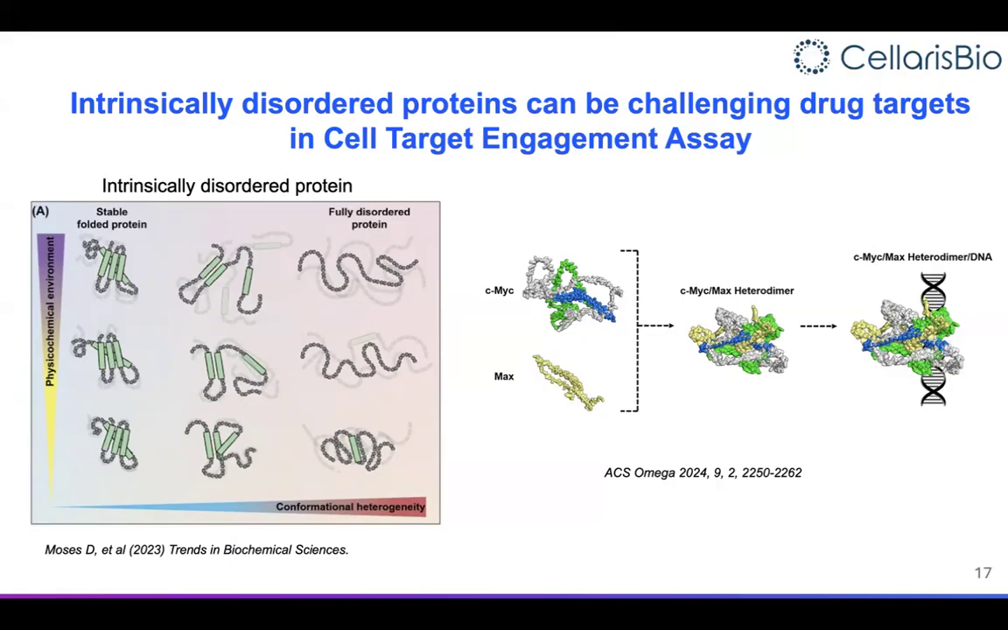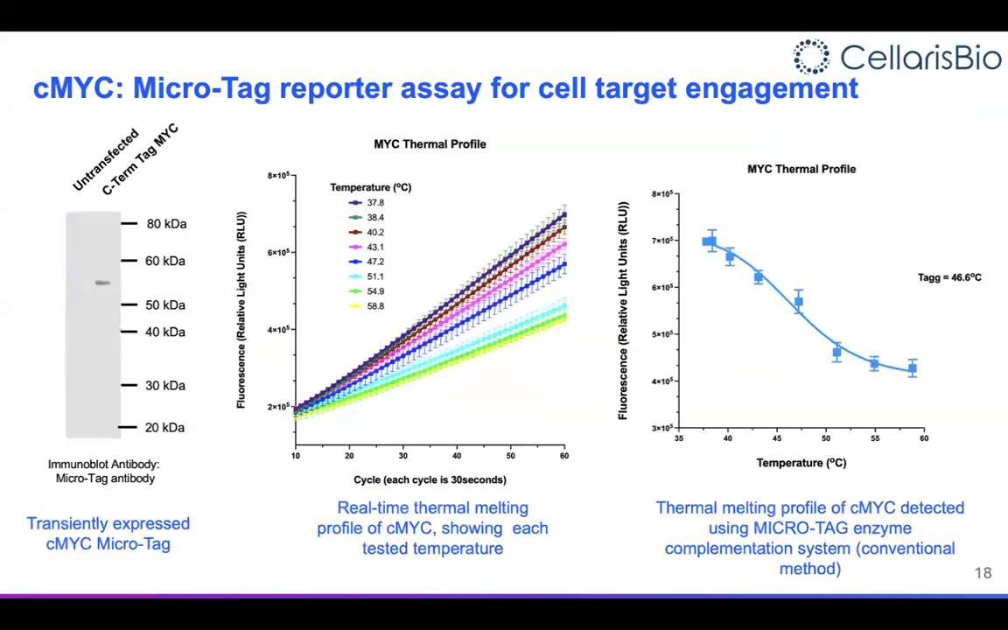One of the proteins that we worked with, one of the transcription factors we worked with, is c-Myc. So this is an intrinsically disordered protein. We generated our carboxy terminal tag of Myc, so having the microtag on the C terminus, expressed this in HEK293 cells, and we have an anti-microtag antibody to demonstrate the expression of the tagged Myc construct. And then we applied a heat challenge, so increasing temperatures, to see what happens to this construct.